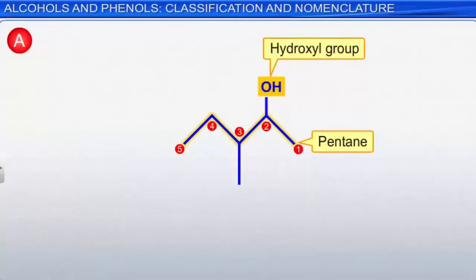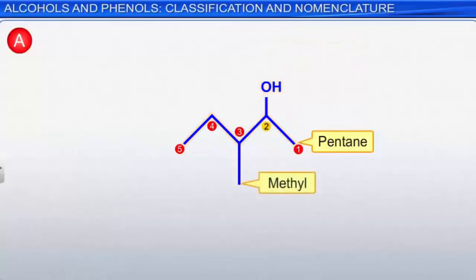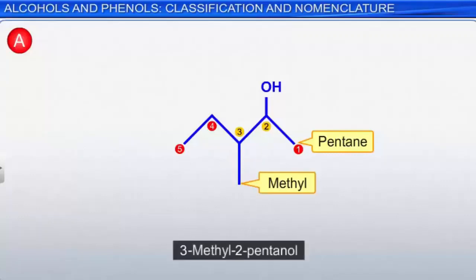Notice that the hydroxyl group is on carbon 2. There is a methyl group at carbon 3. So, the correct name of this molecule is 3-methyl-2-pentanol.